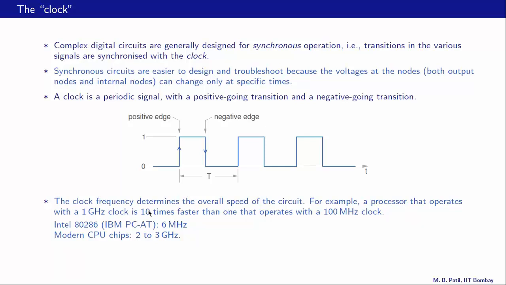For example, a processor that operates with a 1 gigahertz clock is 10 times faster than one that operates with a 100 megahertz clock. Here are some examples. The Intel 8286 processor, one of the early processors, which was used in IBM PC 80, had a clock rate of 6 megahertz, whereas today's computers, the PCs that we use, have CPUs which operate at 2 to 3 gigahertz. So that is 500 times faster than the IBM PC 80. So that is how dramatically things have changed.